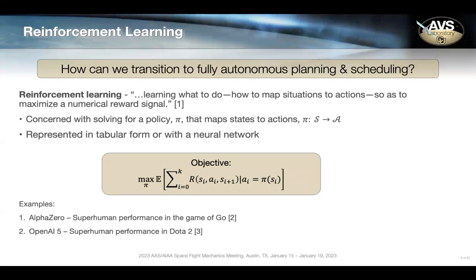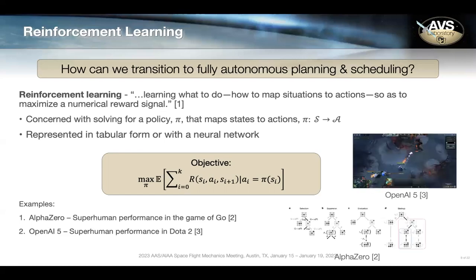So a couple great examples of reinforcement learning would be the AlphaZero algorithm, which achieved superhuman performance in the game of Go, or OpenAI Five's Dota 2 bot. And here are a couple graphics that demonstrate that.